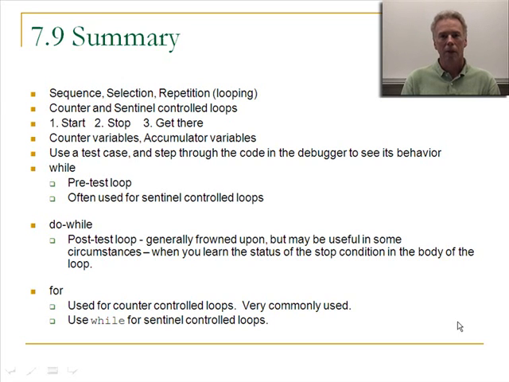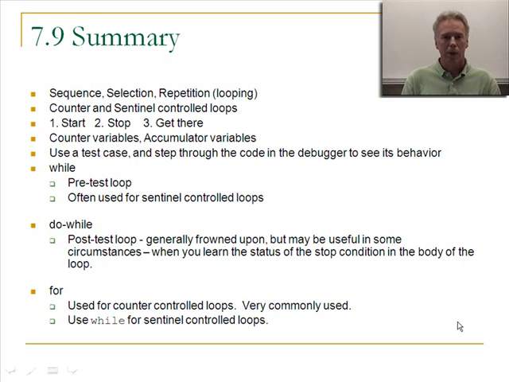We looked at the 3 repetition constructs: the while loop, which is a pre-test loop, and the while loop is often used for making sentinel controlled loops, loops where you don't know how many times the loop is going to go until you see what data is entered. And the do while loop, which is sometimes called a post-test loop, because you decide down at the bottom of the loop whether or not to go back up to the top.